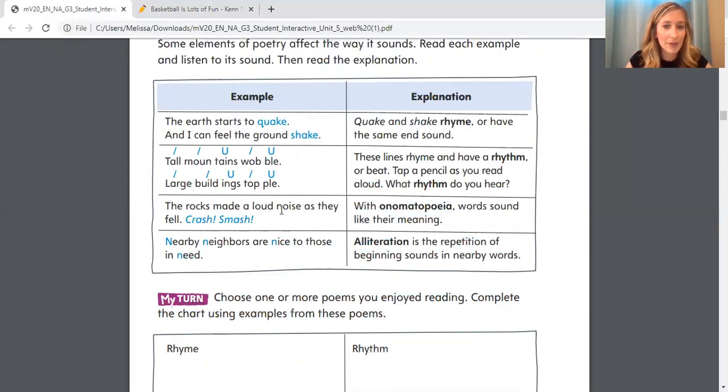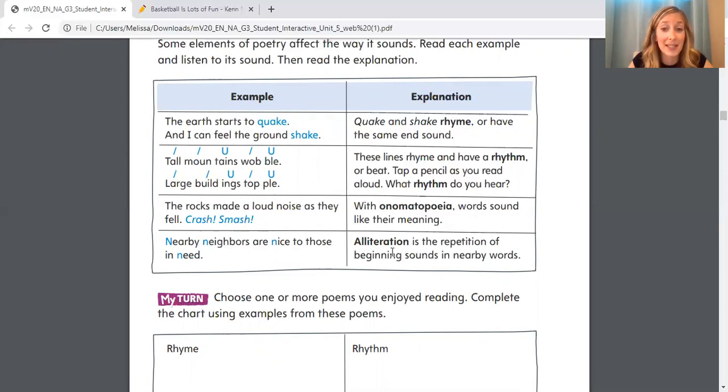The rocks made a loud noise as they fell. Crash, smash. With onomatopoeia, words sound like their meaning. Can you guys say that word? Onomatopoeia. So if I say bang or kaboom, those words are onomatopoeia, just like crash and smash. It's the word that's actually the meaning of their sound.